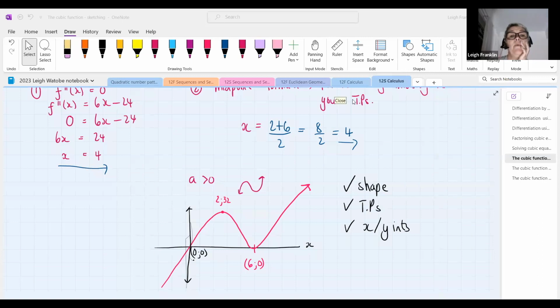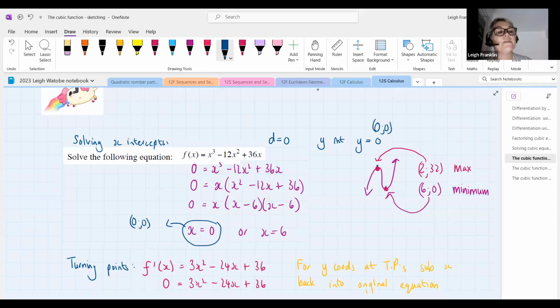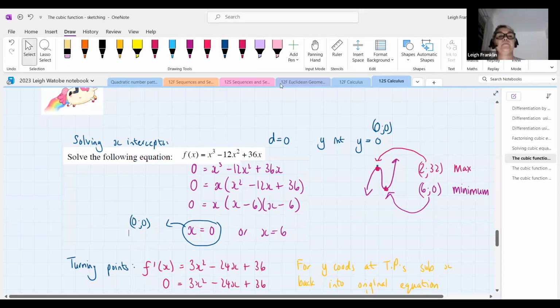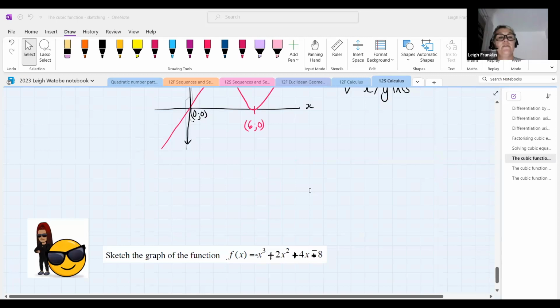Yes, Tsehufatso, paper 1. Okay, so Katleho, you're asking where does 0 and 0 come from? Over here. Remember, your y-intercept was at 0. And you've got an x-intercept over here, so that would also be 0 and 0. All right, good.